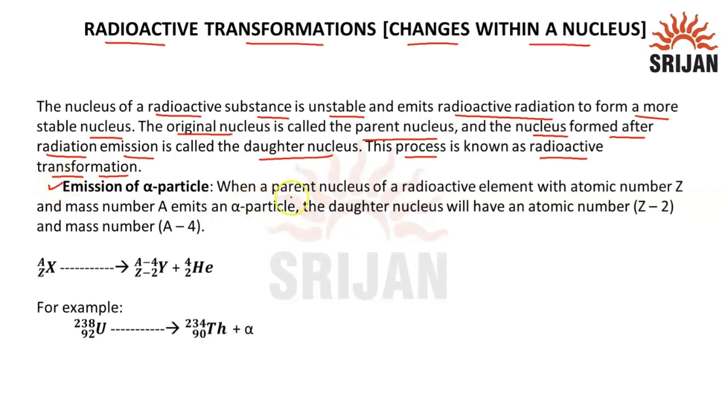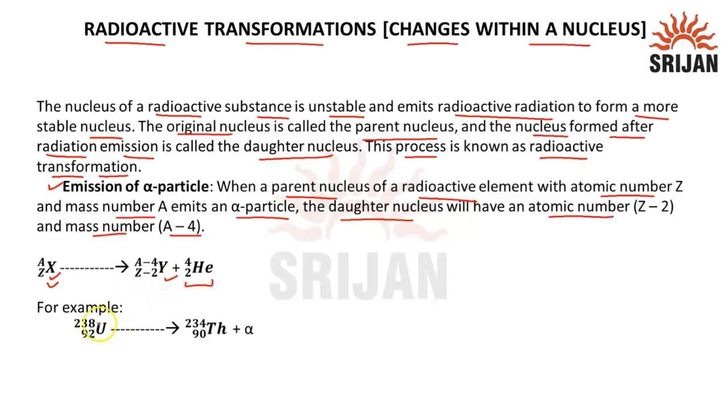Emission of alpha particle. When a parent nucleus of a radioactive element with atomic number Z and mass number A emits an alpha particle, the daughter nucleus will have an atomic number Z-2 and mass number A-4. This is our parent nucleus. This is a daughter nucleus. Now, alpha particle is actually equivalent to the helium nucleus. That's why if a helium particle is being emitted from this nucleus, its mass number will decrease by 4 and atomic number will decrease by 2.